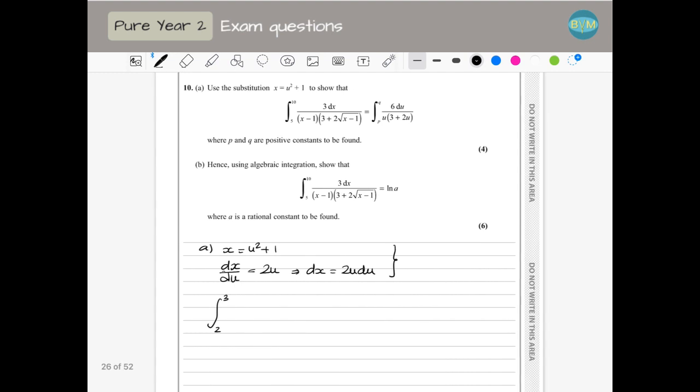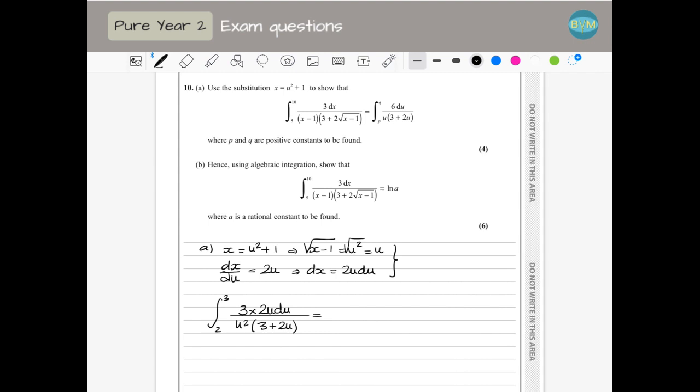And then I have 3 times, instead of the dx, I can write 2u du in the numerator, and in the denominator I have x minus 1, which is u squared. And then in the bracket I have 3 plus 2 square root of x minus 1. Square root of x minus 1: x minus 1 is u squared, and the square root of u squared is u. So I have 3 plus 2u.